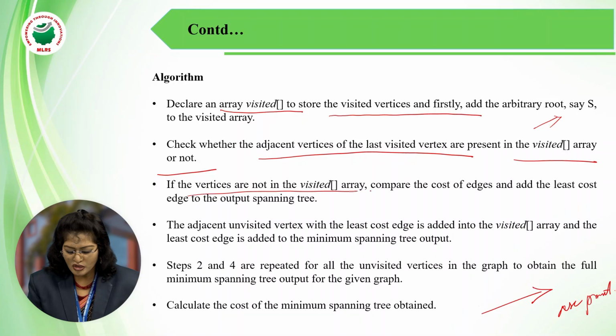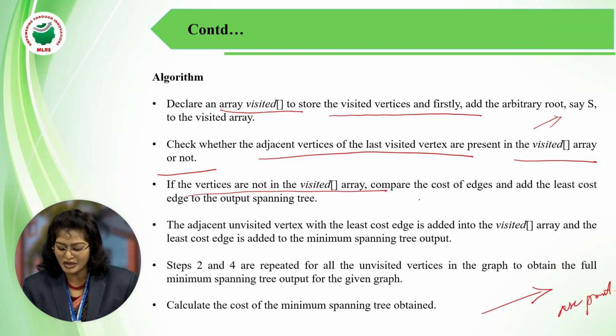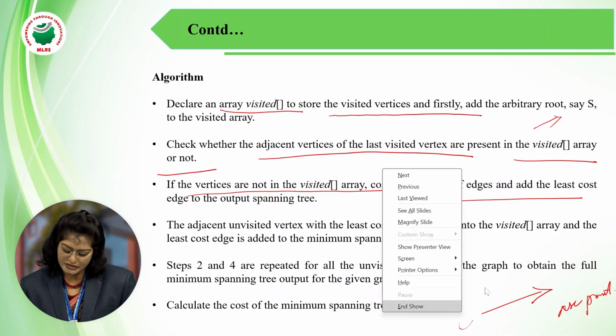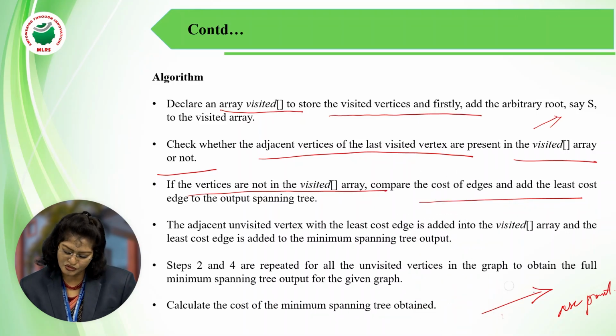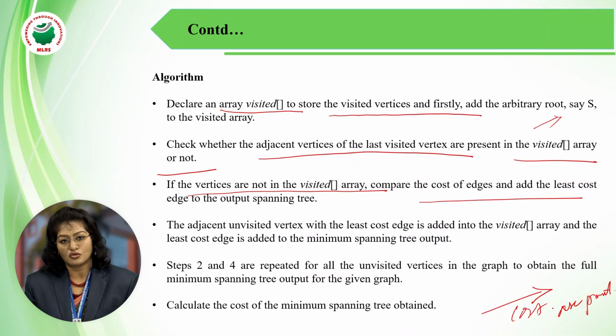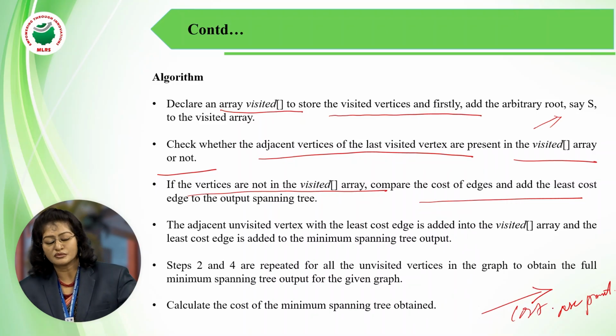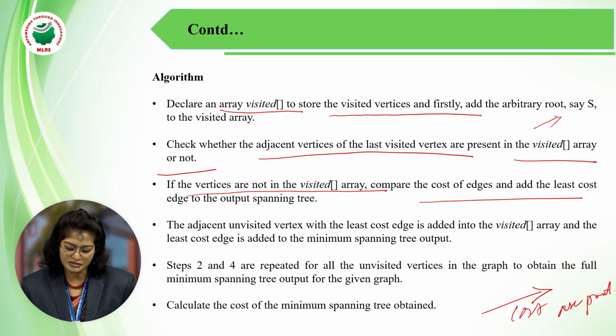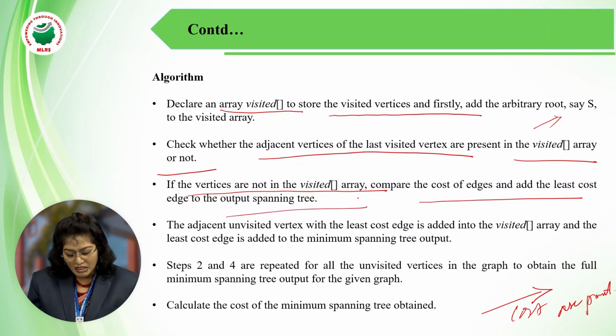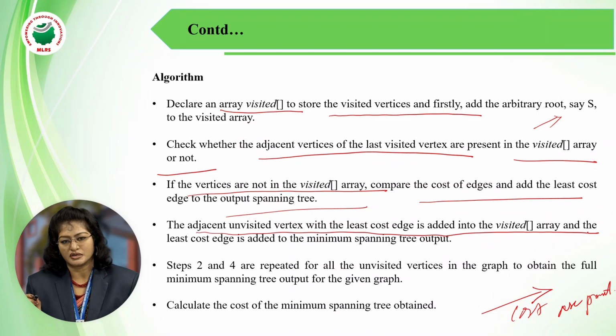If the vertices are not in the visited array, then you have to compare the edges and the least cost. So what is the cost? As in these examples, we are learning about the minimum cost spanning tree. This is the comparison of the least cost, and the output spanning tree will differ by comparing all the least cost methods. The adjacent unvisited vertex with the least cost is added to the visited vertices.